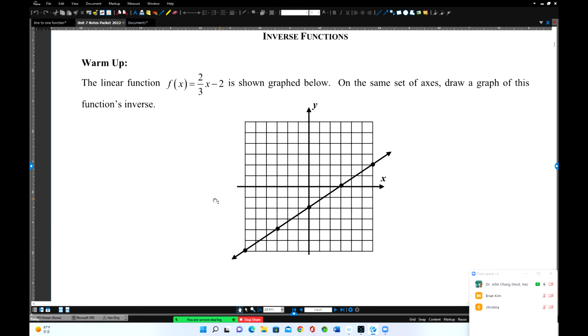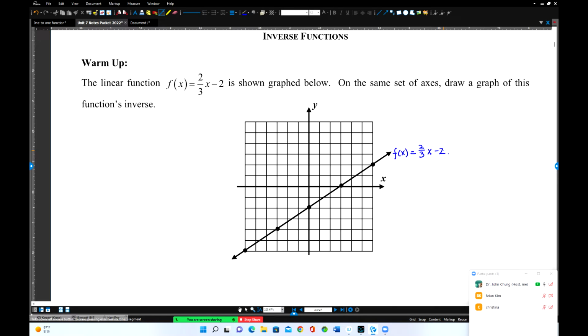This graph is 2/3 of x minus 2, so it has the y-intercept. A linear graph is always increasing or decreasing, which makes it a one-to-one function. Its inverse must be a function. It's graphed already. This is the original function f of x equals 2/3 of x minus 2. Now from here we're going to find the inverse function.